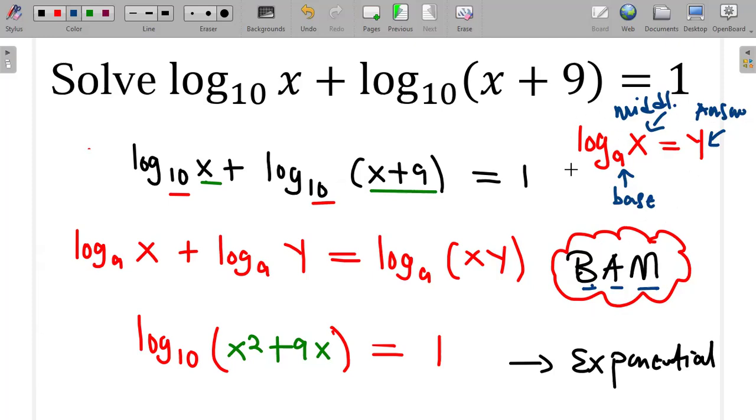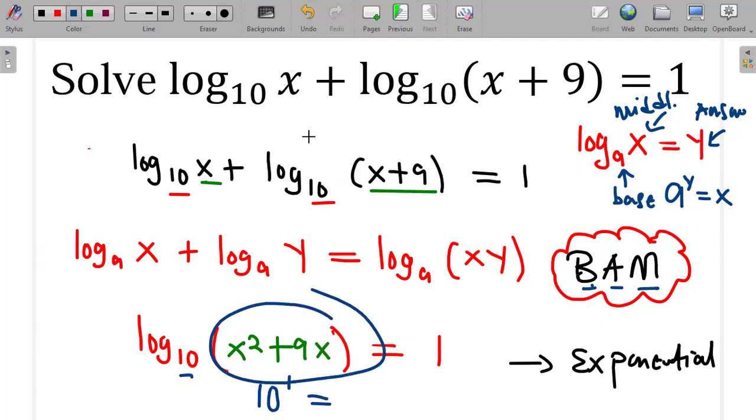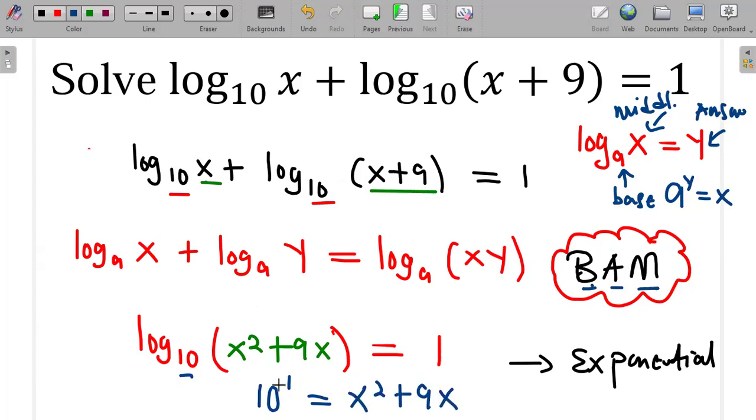So if I wanted to convert this to an exponential, it will be the base, which is a, to the power answer y is equal to what is in the middle. That's what we're going to do here. Our base here is 10, so it will be 10 to the power answer 1 is equal to what is in the middle, that is x squared plus 9x.